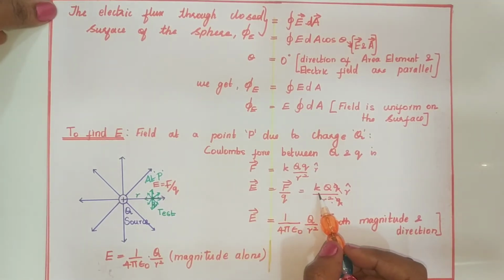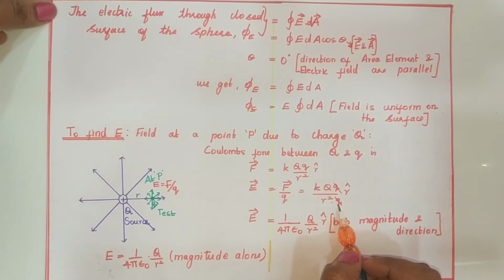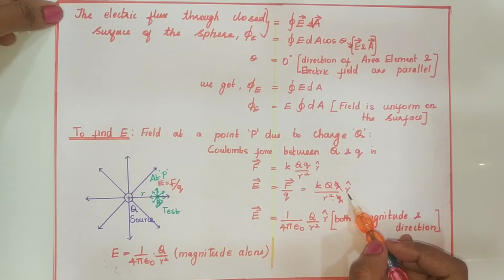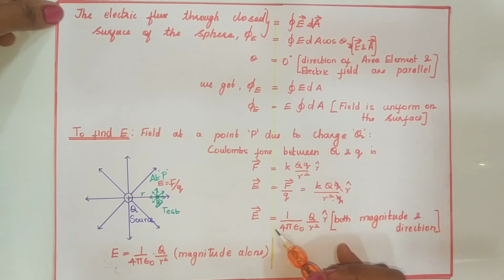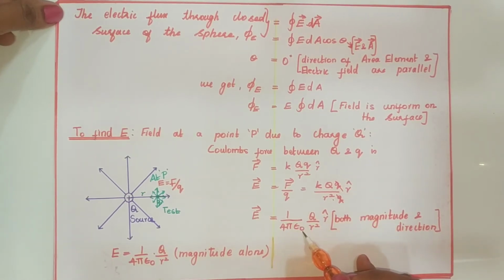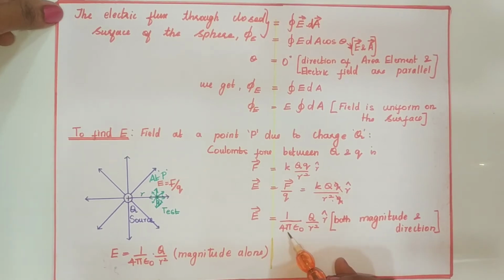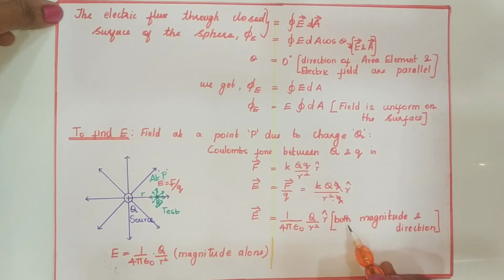And the expression becomes K Q by R square into q, R unit representing the direction. And E vector is equal to 1 by 4 pi epsilon naught Q by R square R unit. And this expression for electric field gives both magnitude and direction of the field.